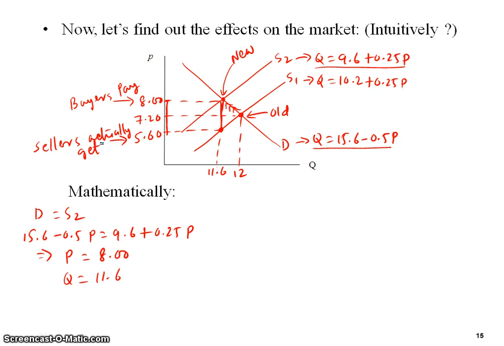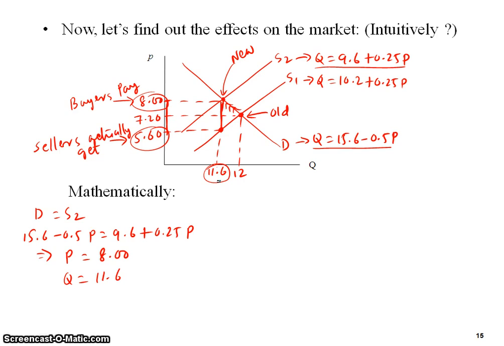Okay, so this is what's going to happen, right? So the buyers are going to pay $8, but the sellers are going to enjoy 560, and the $2.40 per unit of trade, right, which is the per unit of this much trading, will go to the government as tax. Okay, so you can see very easily that both parties are affected, right? Both the buyers and the sellers are affected, right?